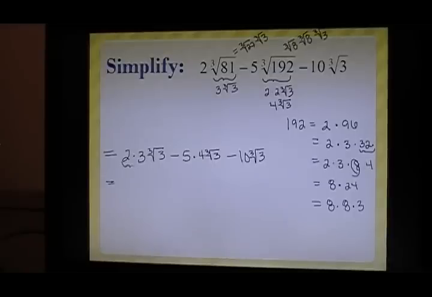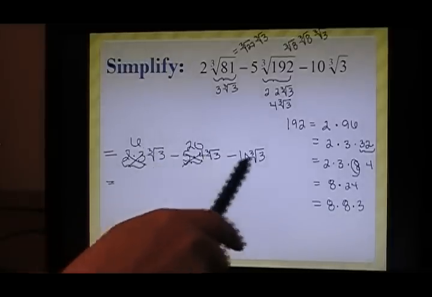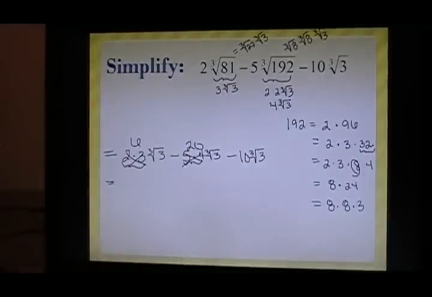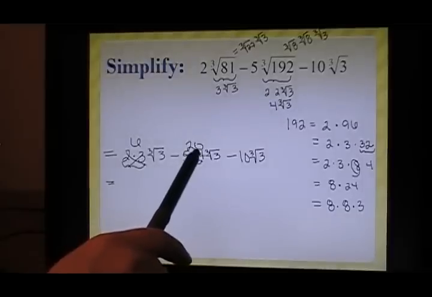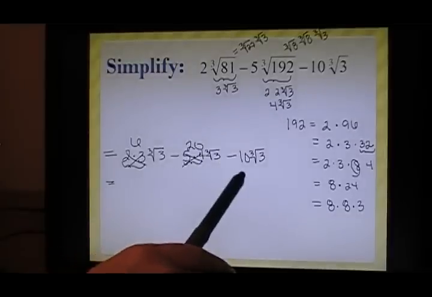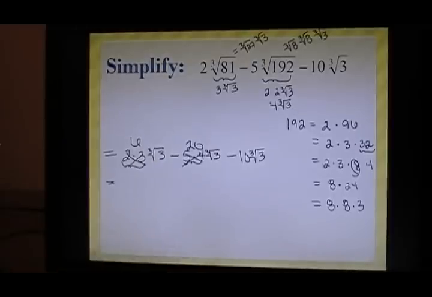So this 2 times 3 is 6. This 5 times 4 is 20. And they're all cube roots of 3, so all 3 terms are like terms. So 6 minus 20 is negative 14, and negative 14 minus 10 is negative 24. So my final answer is negative 24 times the cube root of 3. Okay?